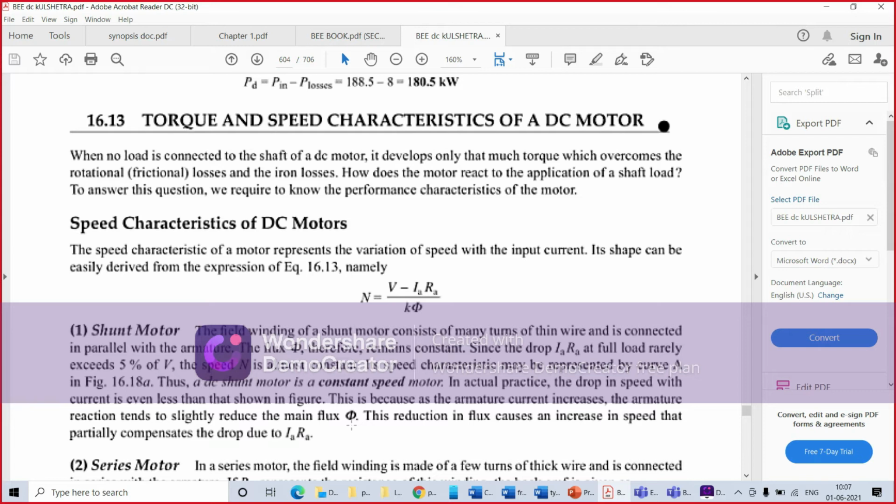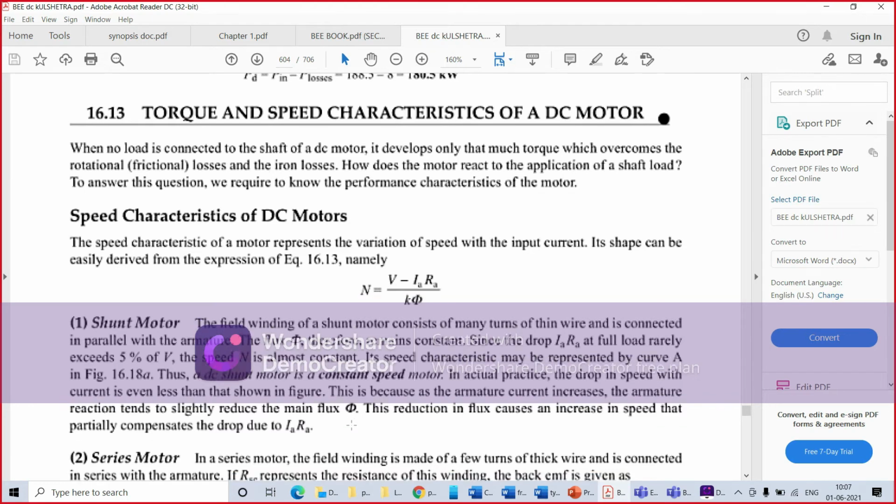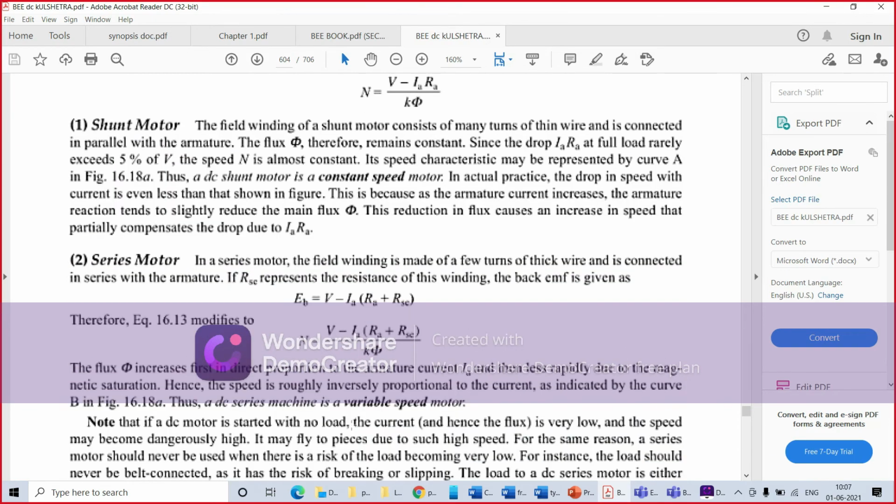Okay, it is almost constant, but some drop is there, and due to that drop the speed is slightly decreasing, but it is not decreasing that much. You can consider it constant, but the minute drop is there due to the armature reaction, which tends to slightly reduce the main flux, and due to that reduction of the main flux, the speed is reducing somewhat. Okay, that was the first characteristic, that was the speed characteristic.